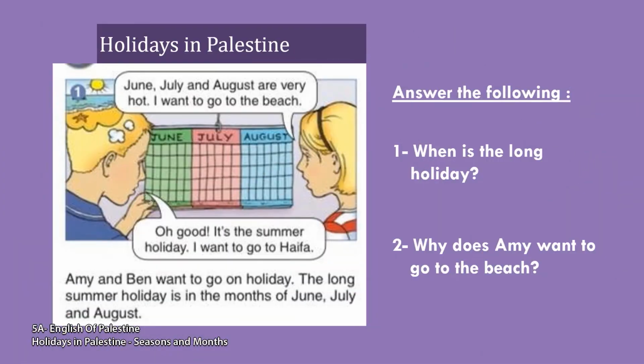Listen carefully. Amy and Ben want to go on holiday. The long summer holiday is in the months of June, July, and August. June, July, and August are very hot. I want to go to the beach. Oh, good! It's the summer holiday. I want to go to Haifa.